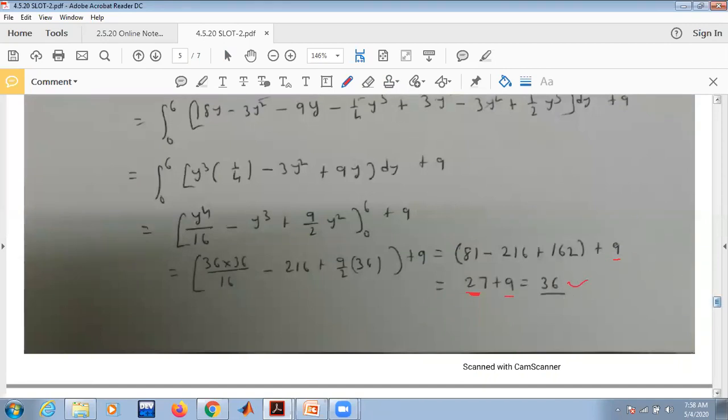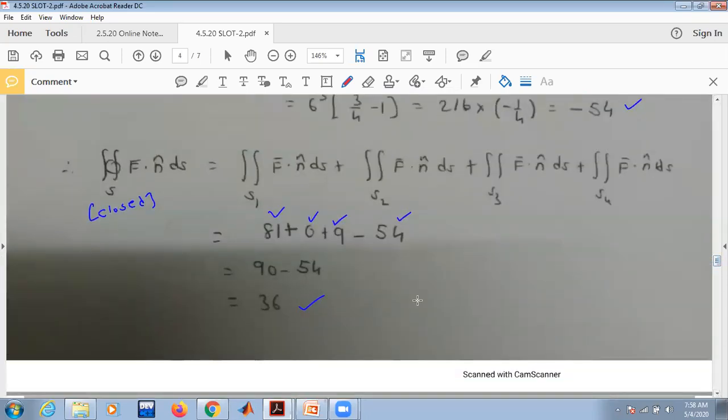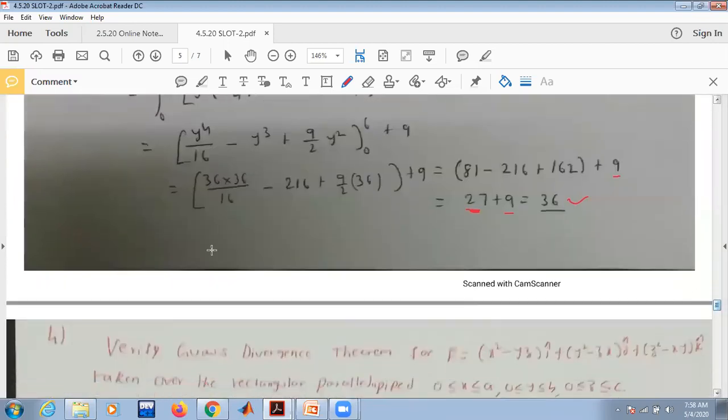And this is what we got on the surface integral also. So the surface integral of f bar dot n bar is 36. The triple integral of del dot f bar dv is also 36. So from this, what is your conclusion? Therefore the surface integral over S of f bar dot n bar dS is equal to the triple integral of del dot f bar dv over the domain D. Therefore you will say that the Gauss divergence theorem is verified.